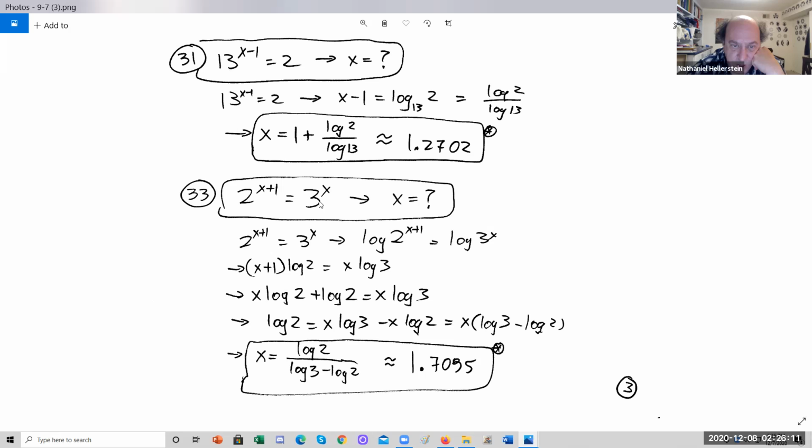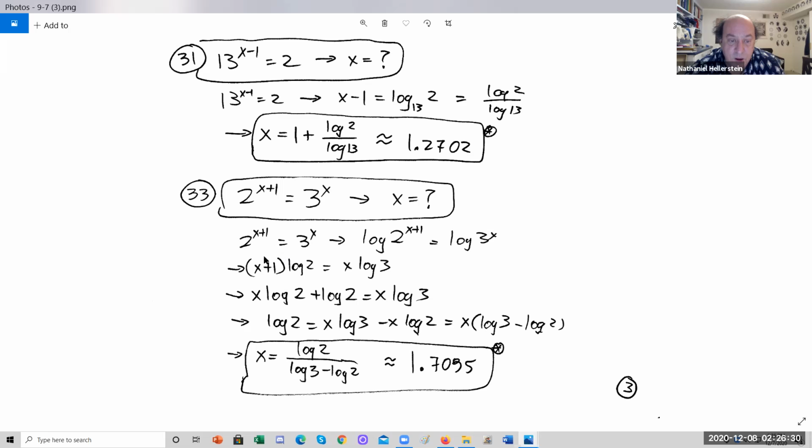2 to the x plus 1 equals 3 to the x. For what x? Well, at this point, the only thing to do is take a common log of both sides, then bring out these exponents, x plus 1 and x, down. To get x plus 1 times log 2 equals x log 3. At this point, it's basically a linear equation, so we can solve it.